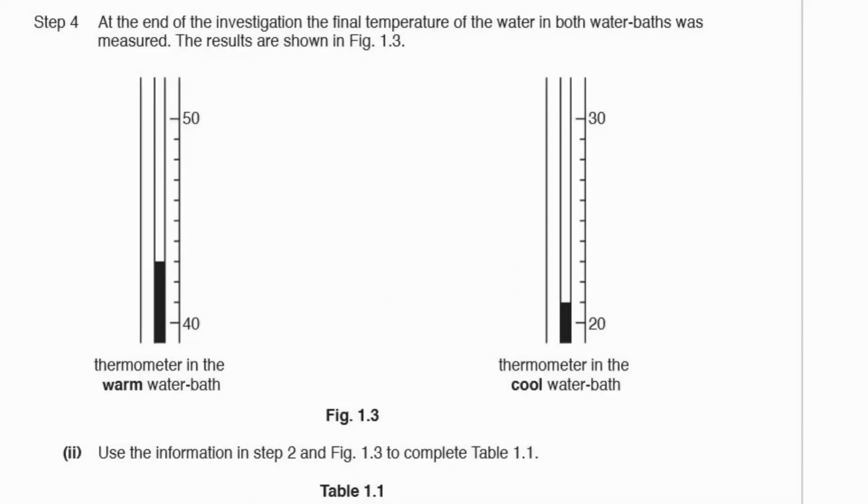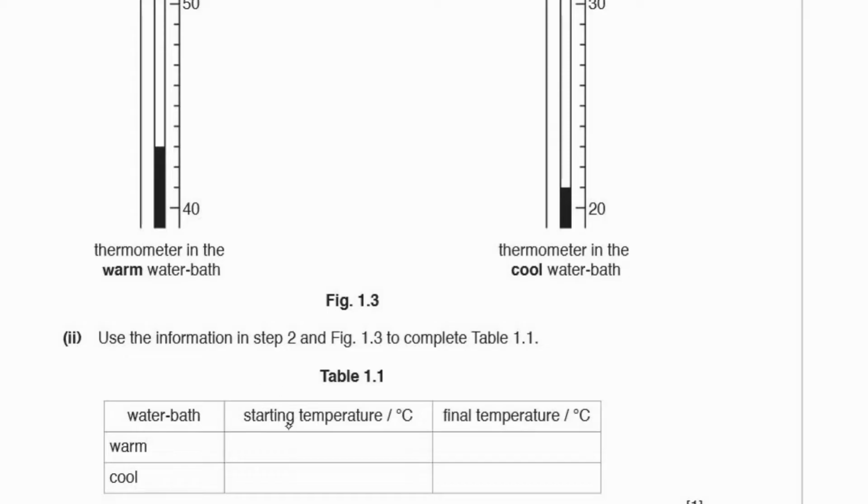Step 4. At the end of the investigation, the final temperature of the water in both water baths was measured. The results are shown in figure 1.3. Okay, so they're certainly not 50 degrees and 25 degrees. They've definitely gone down. So this is figure 1.3. A2. Use the information in step 2 and figure 1.3 to complete table 1.1. So step 2 just said it started out at 50 and it started out at 25. Okay, so the starting temperature for the warm water bath was 50 degrees Celsius. Again, no units because it's in the heading. And the cool water bath was 25 degrees Celsius.